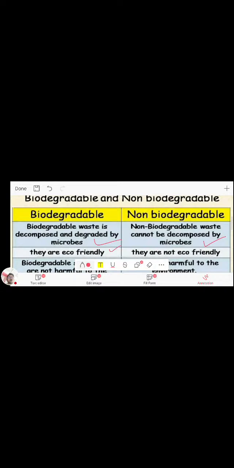They are eco-friendly, they are not eco-friendly. Biodegradable substances are not harmful to the environment. Non-biodegradable are harmful to the environment.